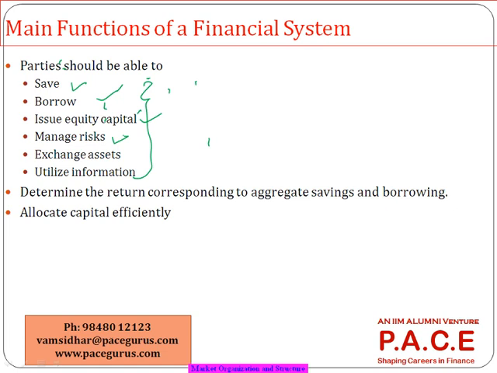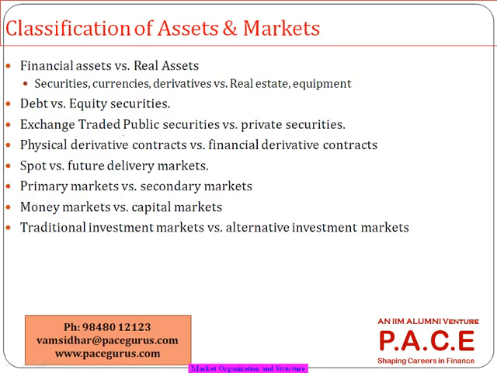That entire thing is what constitutes the financial system of a country. And whenever we talk about efficiency associated with the financial system, we talk about all these things being pretty much comfortable for each and every participant in the system. Now, if we see some of the typical markets, we can classify them under various criteria. Financial assets versus real assets.